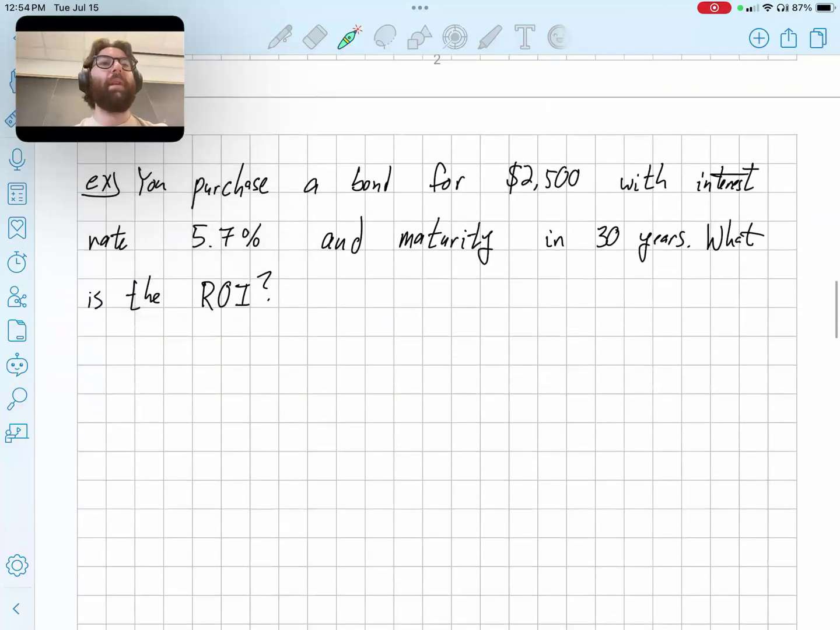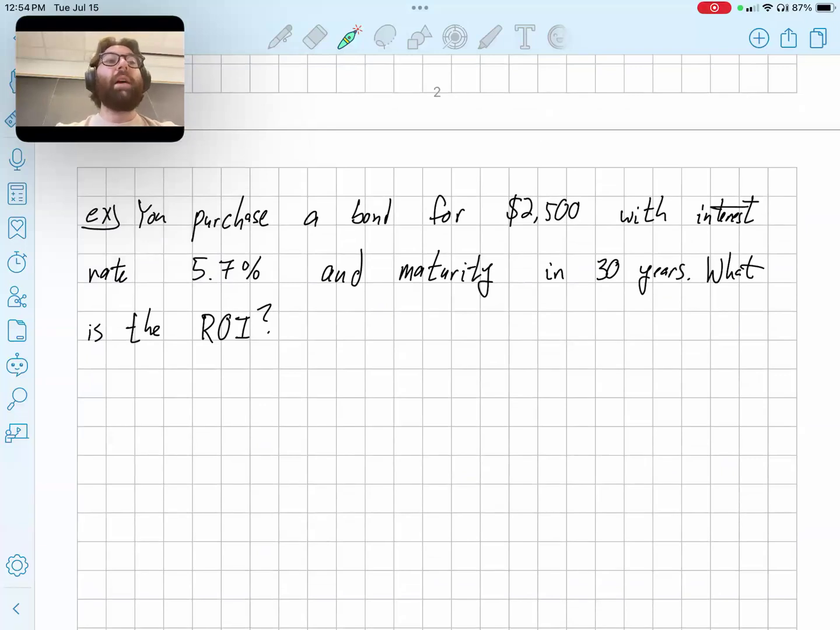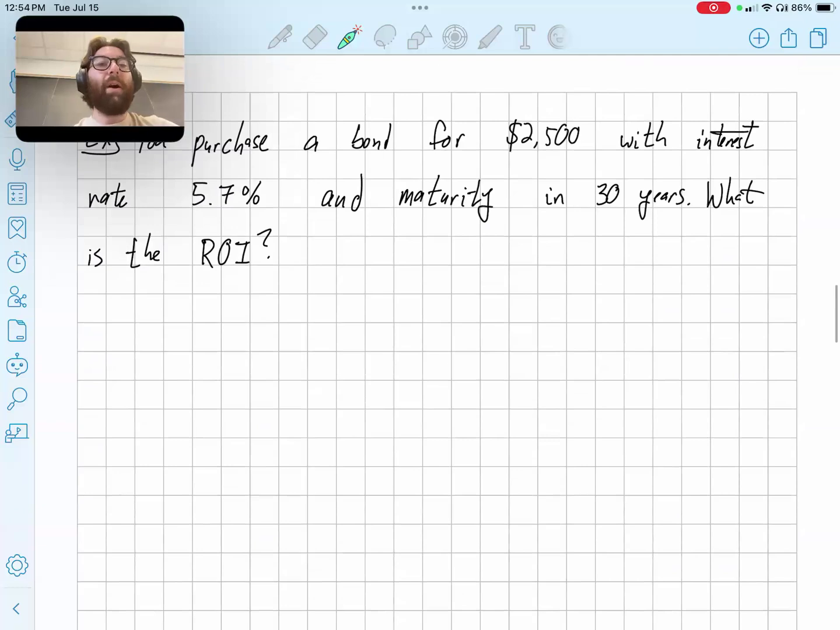Okay, let's move on. You purchase a bond for $2,500 with interest rate 5.7% and maturity in 30 years. What is the ROI? And so remember, for bonds, we use simple interest formulas.